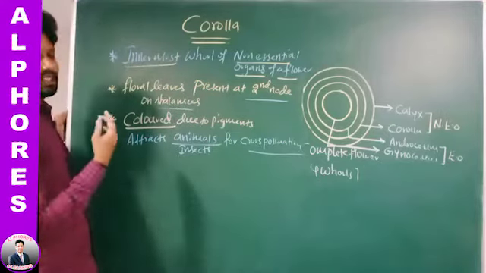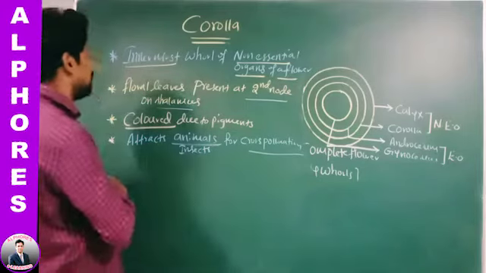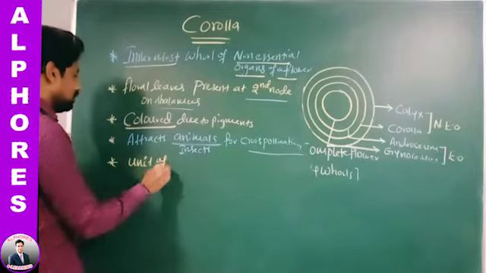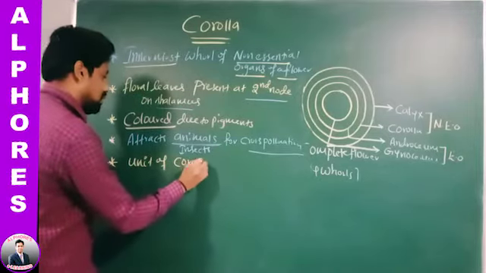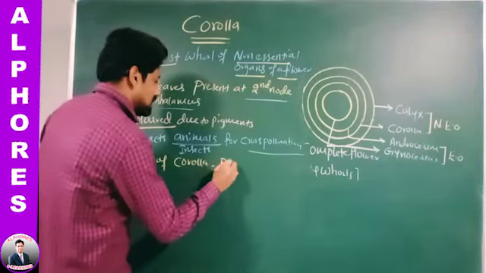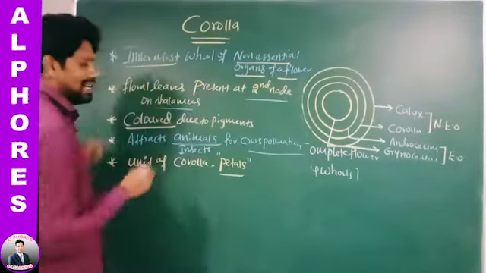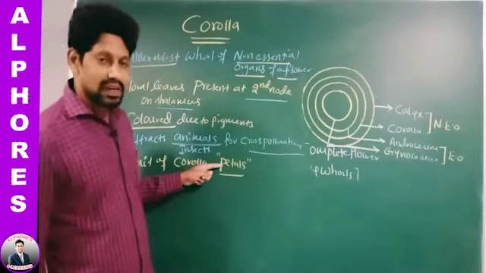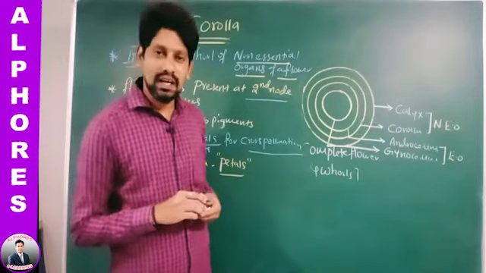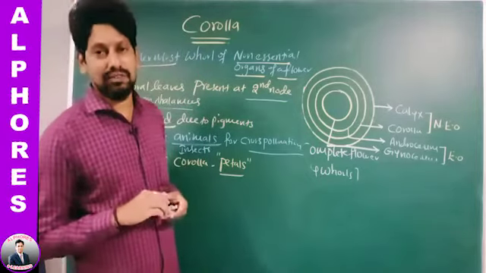This corolla is made up of petals. Therefore, the unit of a corolla is petals. These petals may be either free or fused.